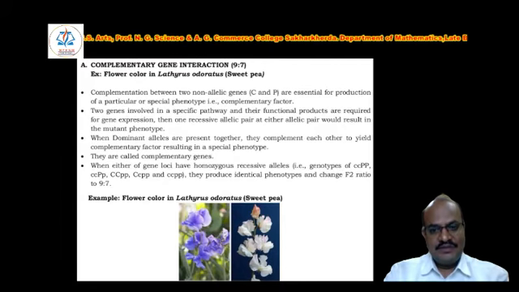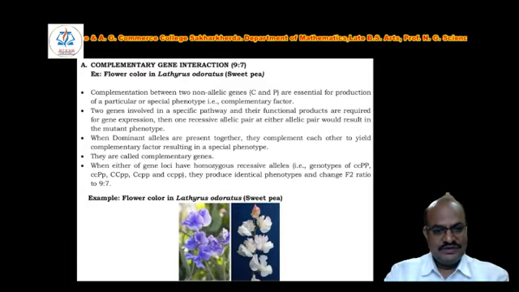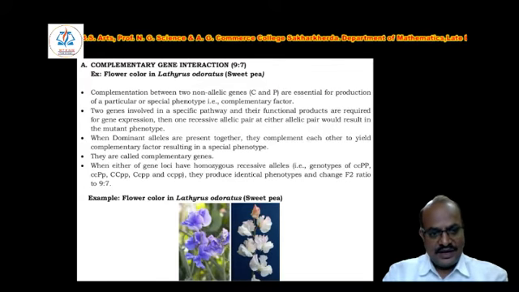When either of the gene loci has a homozygous recessive genotype, that is, in that pair if one member is recessive, then the factor will be changed and its expression will be changed in the F2 generation. They produce an identical phenotype and change the F2 ratio to 9:7, a ratio different from the Mendelian ratio.